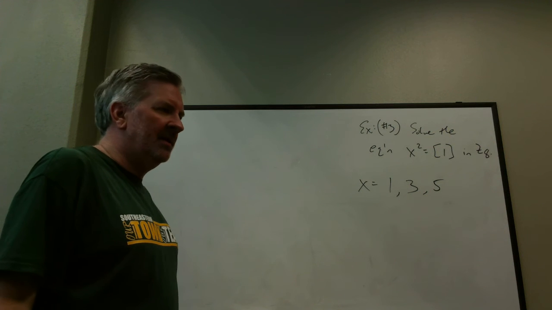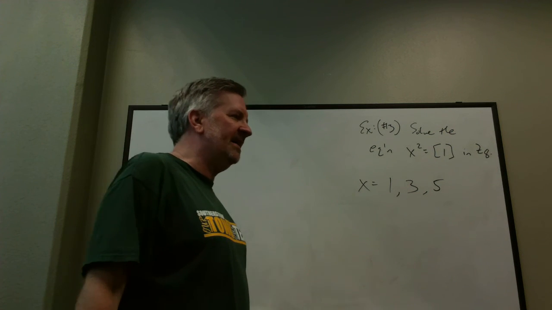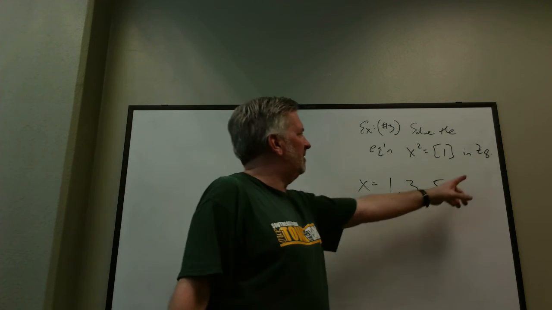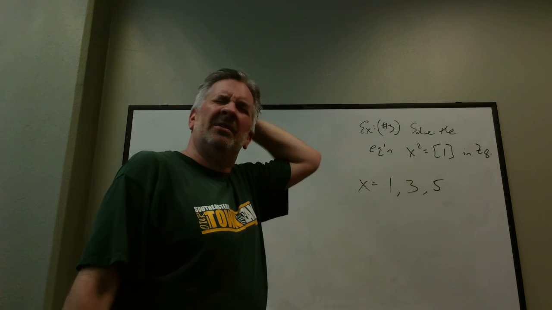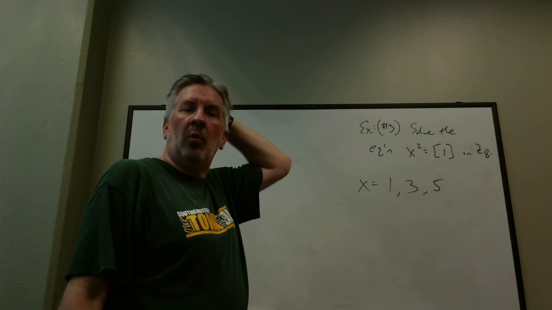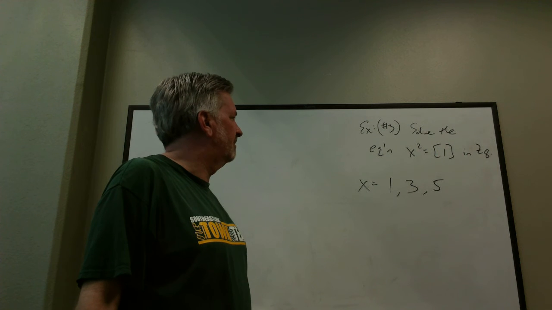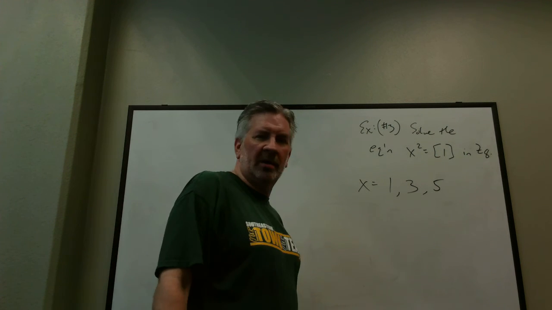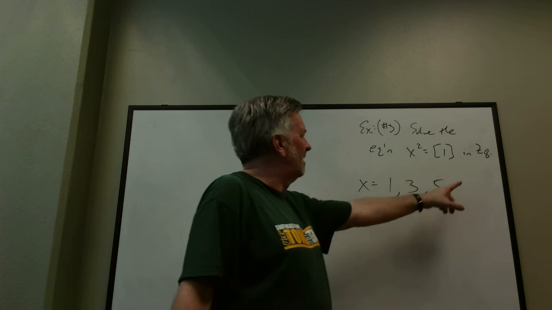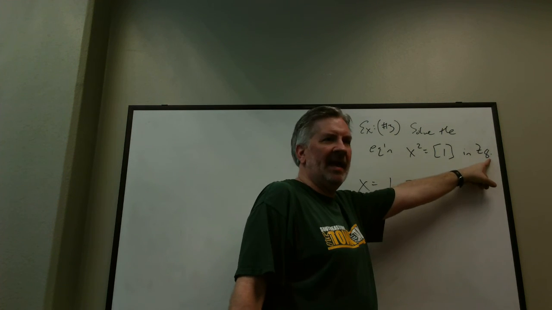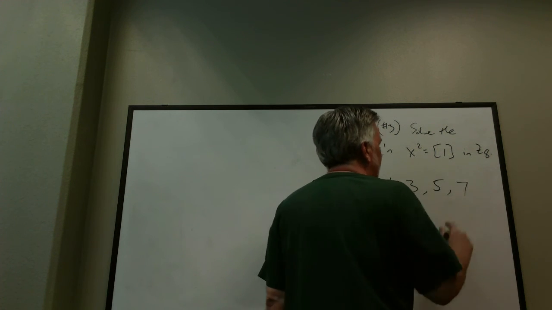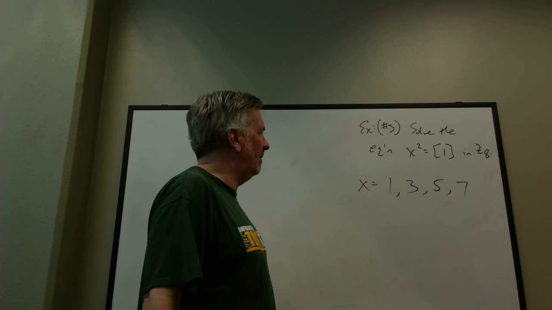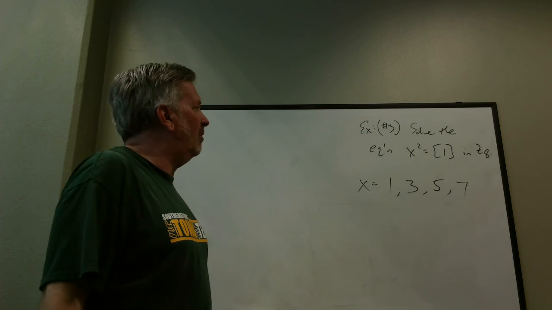6, the class of 6 squared, that's 36. And 36 mod 8, when you divide 36 by 8, the remainder is, what, 4? So that doesn't work. That was 6. 7, the class of 7 squared is the class of 49. When you divide 49 by 8, the remainder is 1. So the class of 7 squared is 1. And that's it.